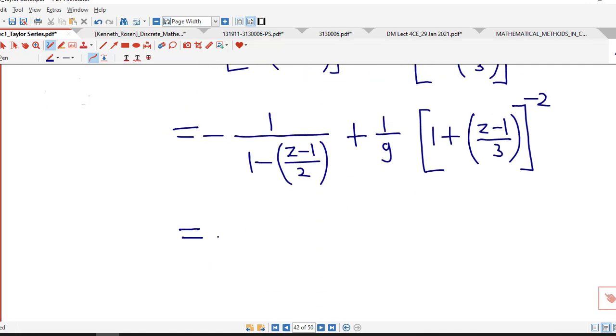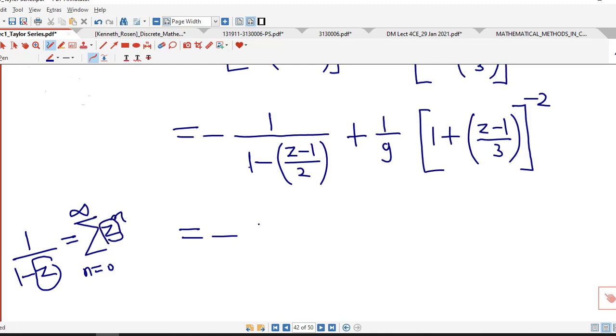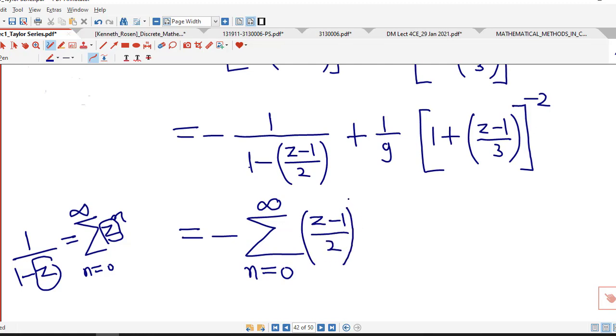Now here in the first term we are using the Maclaurin series expansion of 1 over 1 minus z, which is sigma z raised to n, n equal to 0 to infinity. So we can observe that now we have this in the form 1 over 1 minus something. So instead of z we have z minus 1 by 2. Using this Maclaurin series expansion, here I obtain sigma n equal to 0 to infinity, z minus 1 by 2 raised to n.